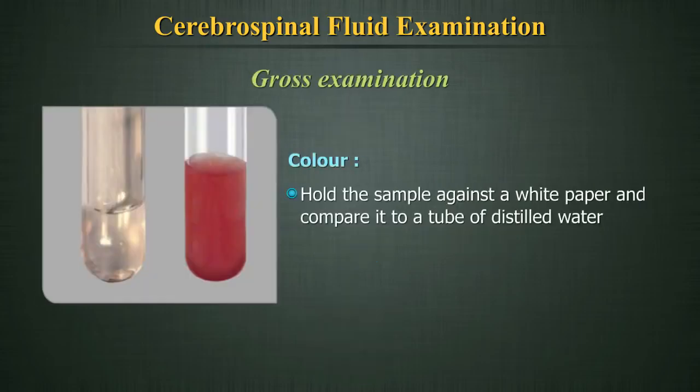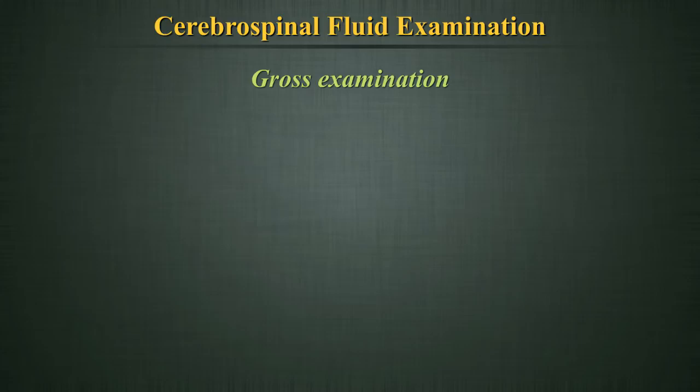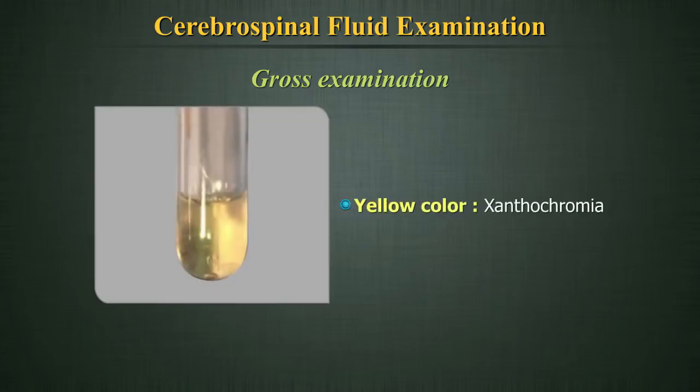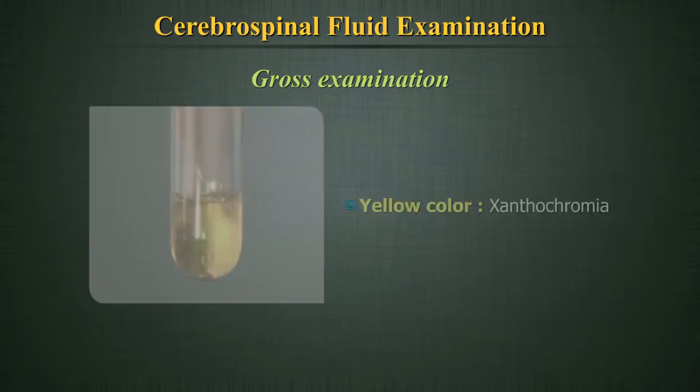Gross examination. Color. Hold the sample against a white paper and compare it to a tube of distilled water. If it has any color at all, it is abnormal. Cause can be because of presence of blood, either due to a pathology or due to a trauma during the procedure. Yellow color in CSF is called xanthochromia due to previous hemorrhage and lysis of RBCs.